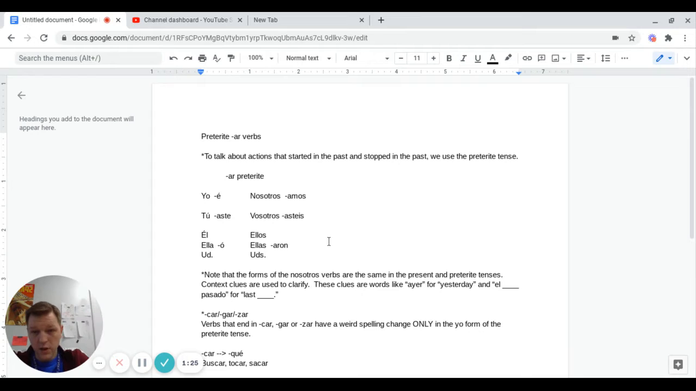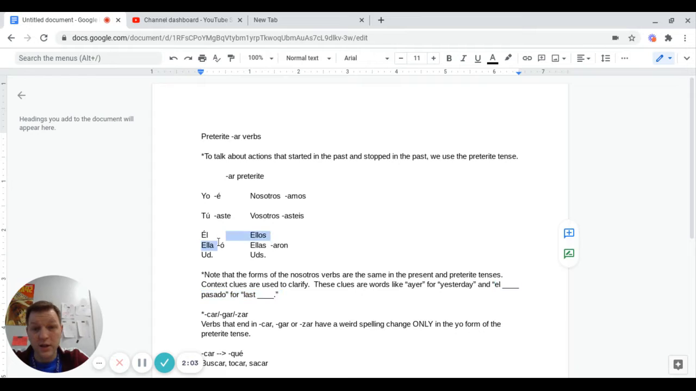Two notes. First of all, the nosotros form is amos in the present tense and the preterite. That's a little weird, because why would they do the same thing? I don't know why. It's not too hard in Spanish to figure it out using context clues. You'll often see words like yesterday, which is ayer. If it's yesterday, it happened, so you know it's going to be preterite, not present tense. Or el blank pasado for last whatever, like el lunes pasado, last Monday, or el octubre pasado, last October. Those are both ways to tell.